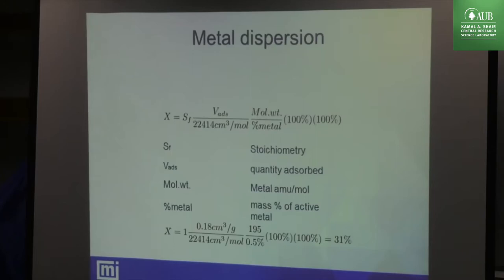Everywhere they work with CO chemisorption 1:1. If you have hydrogen, no problem, because 2:1. Then this is the formula how we calculate the dispersion and give me the percent dispersion. Get 31%, good catalyst. I get 50%, much better. You cannot expect to have 100%, okay?